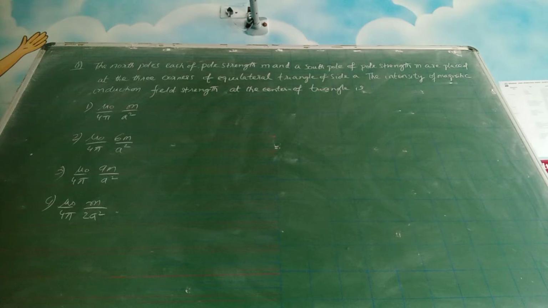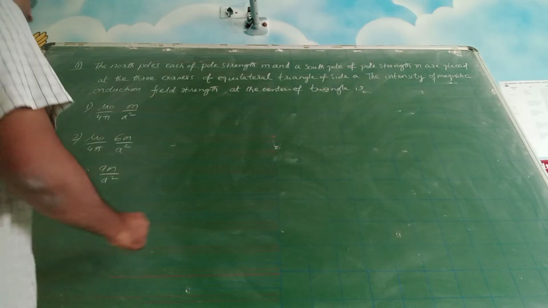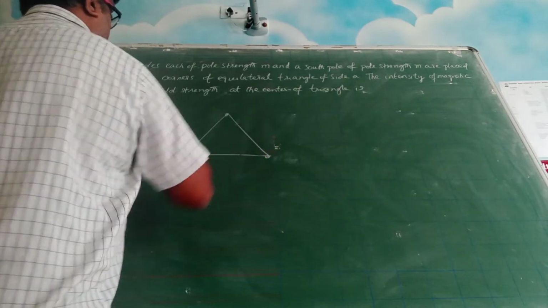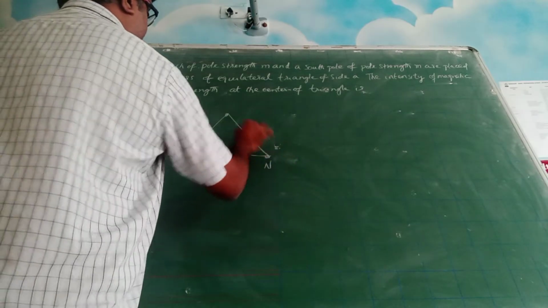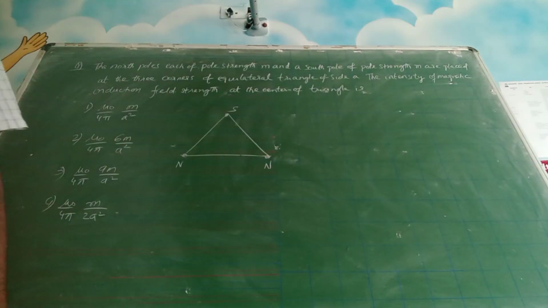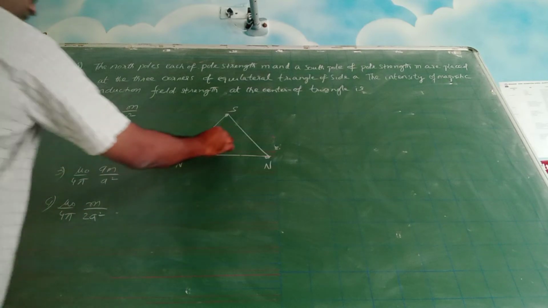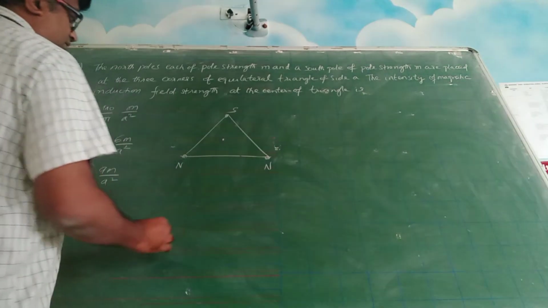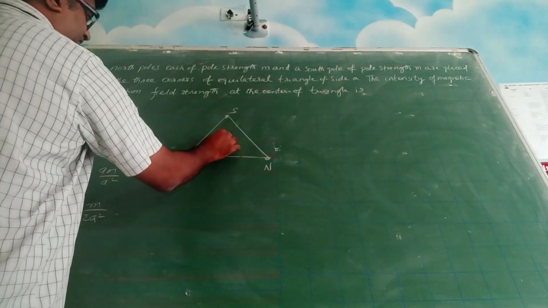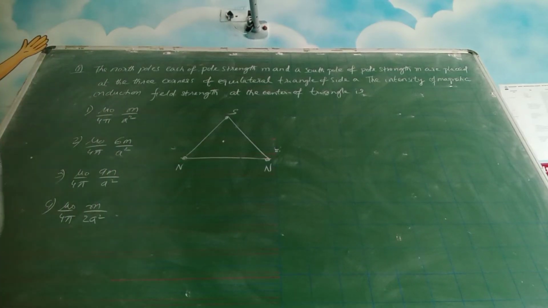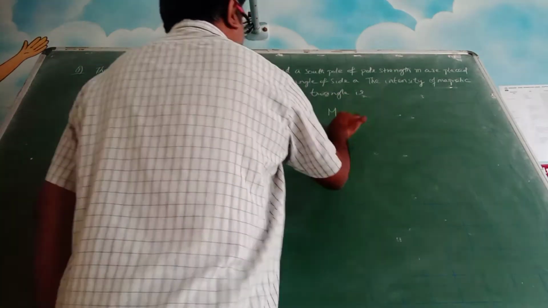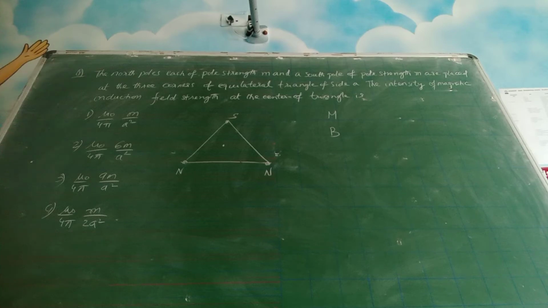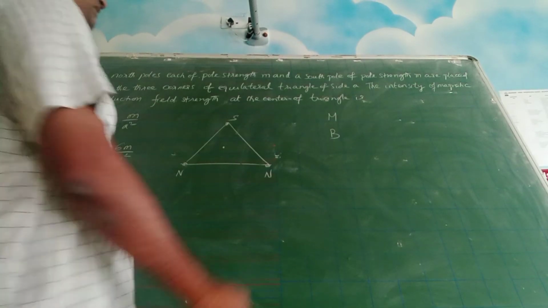Alright, let us see this question. In this question, they are saying that there is an equilateral triangle, and a north pole here, and one south pole kept over here. The pole strength is m, and you have to find out the magnetic induction field strength at the center. See, we are coming across two terms here, m and b. We are already in the revision session, and I hope you know the difference between these two. This is the magnetic moment.